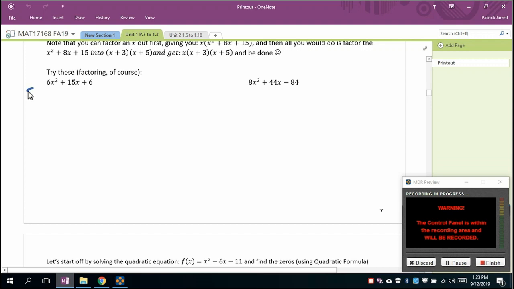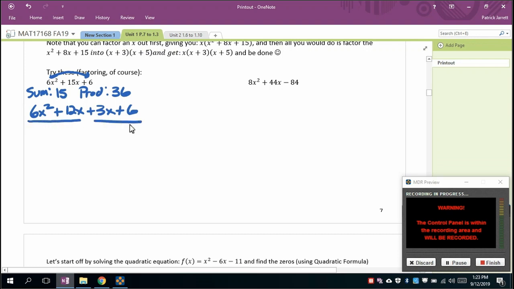So we need to have a sum of 15 and a product of whatever 6 times 6 is, which is 36. So the two numbers that add to 15 and multiply to 36 are going to be 12 and 3. So you have 6x squared plus 12x plus 3x plus 6. You could also do 3x and 12x, of course, because we've already demonstrated that order will not matter.